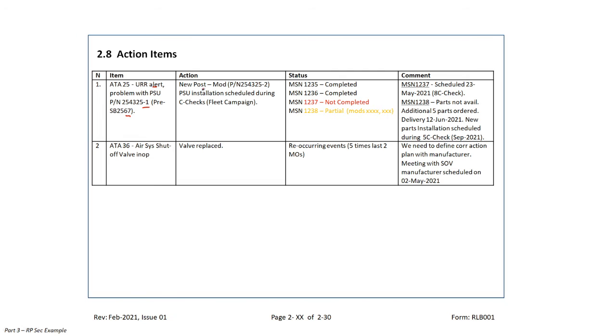So the action: new post-mod part number 2543252, PSU. Probably I forgot the SB number here; we have to add the post-SB number. So the PSU installation is scheduled for -2. Before we had -1, and the airline decided to remove -1 and install -2. The installation is scheduled during C checks. It is a fleet campaign.